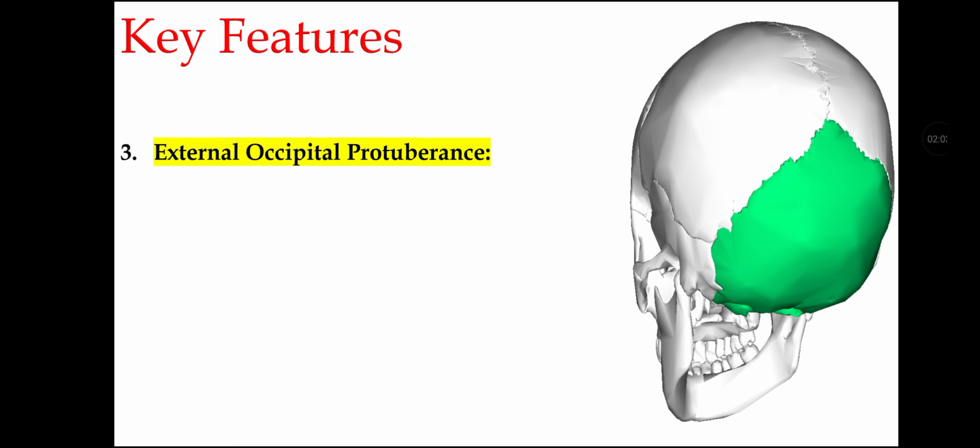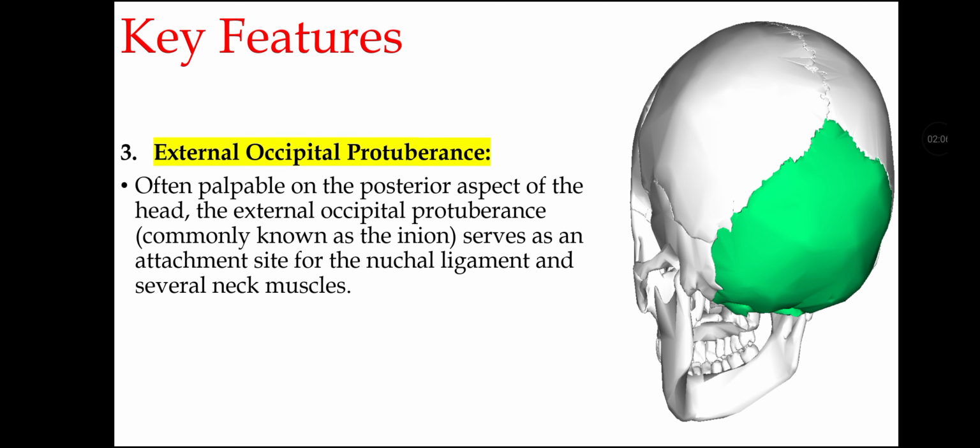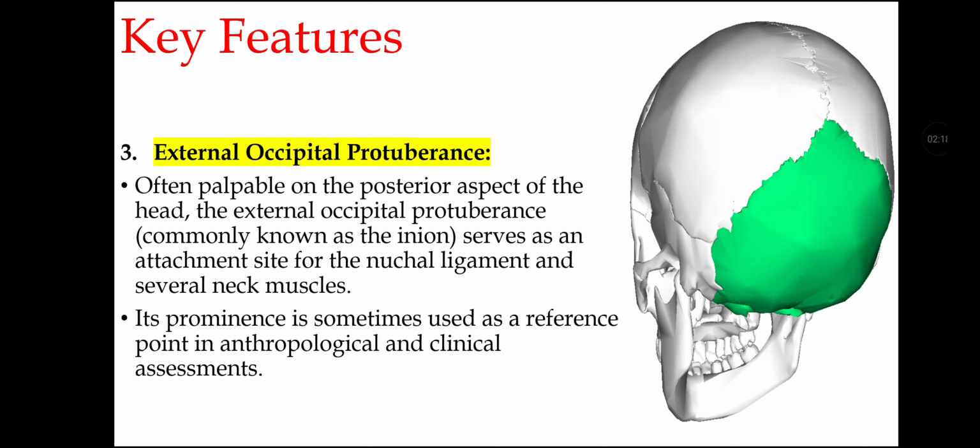The third key feature is the external occipital protuberance. Often palpable on the posterior aspect of the head, the external occipital protuberance, commonly known as the inion, serves as the attachment site for the nuchal ligament and several neck muscles. Its prominence is sometimes used as a reference point in anthropological and clinical assessments.